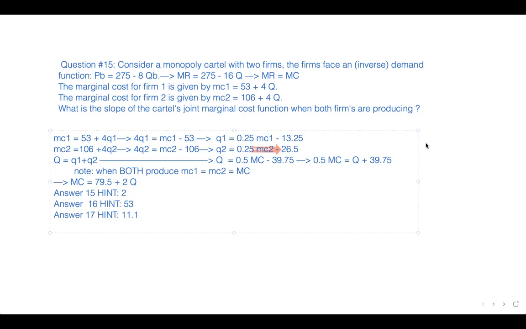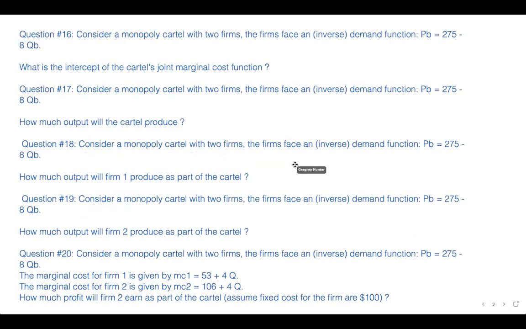So now we get into number 18, and we should be able to handle this pretty quickly. This says, consider the setup, how much output will firm 1 produce as part of the cartel. And so what type of equilibrium did you get, Brian? Were they both producing? Or was just the low cost firm producing?